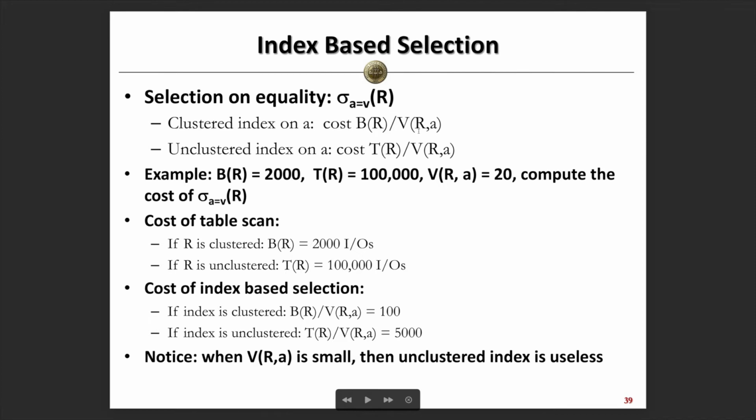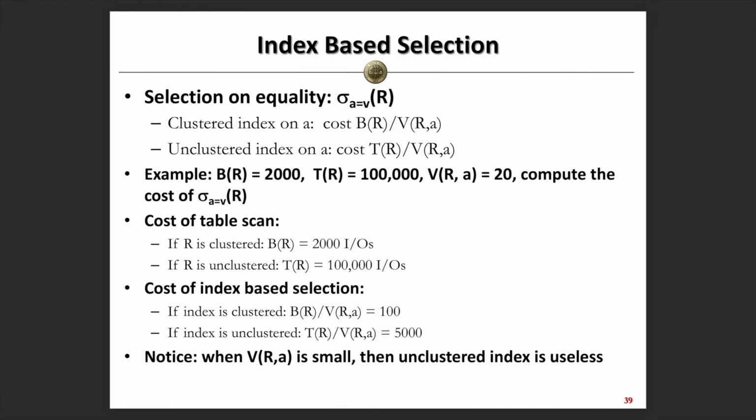However, if the index table we have is unclustered, we have to go over all the tuples instead of blocks, right? We have to go over all the tuples with the value V for the attribute A. So the cost for an unclustered index will be about T(R) over V(R,A). This T(R) denotes how many tuples there are in the relation R, which is slightly different from B(R), right? And we'll also show you an example.